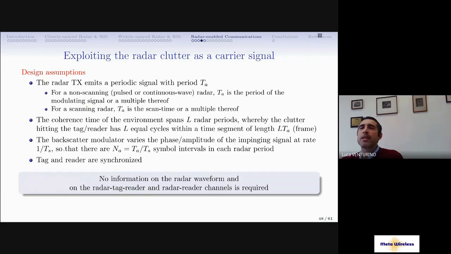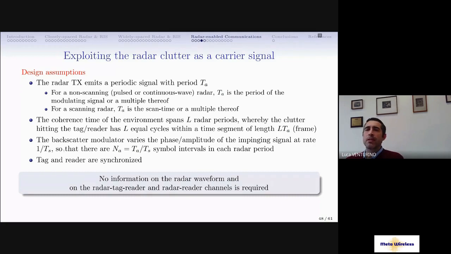The second assumption that we make is that the response of the environment does not change over a few radar periods. The number of radar periods over which the response of the environment remains constant is denoted by L. So L times TA, the period, is what we call the coherence time of the environmental response. And such an interval in the following will be referred to as a frame. So our goal is to exploit the structure of the radar clutter over a frame to send a message.